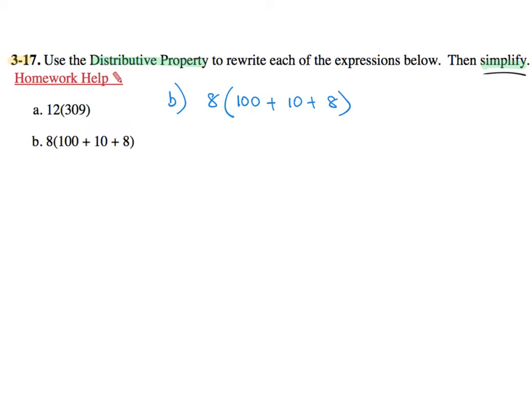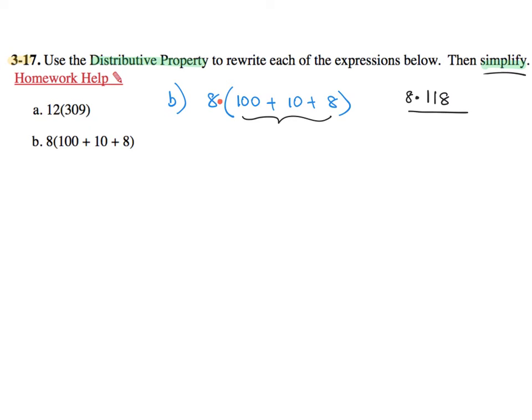Okay, so I'm going to start with problem B. Similarly, when I have a number and then parentheses, I'm going to show this is multiplication. And it looks like they already split the actual number for us. So 100 plus 10 plus 8. 1 is in the 100s place, 1 is in the 10s place, and 8 is in the 1s place. So it's really multiplying 8 times 118.